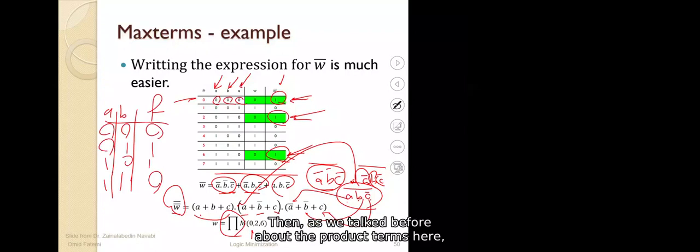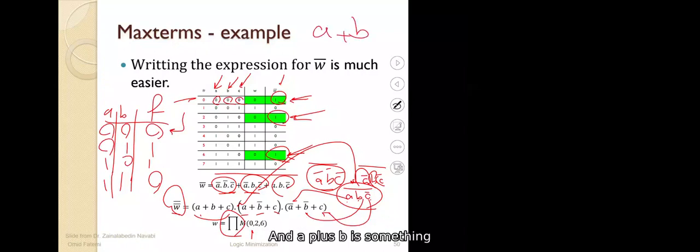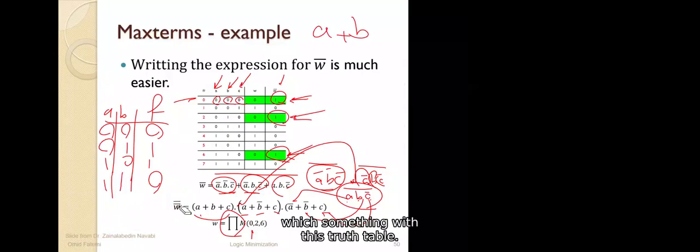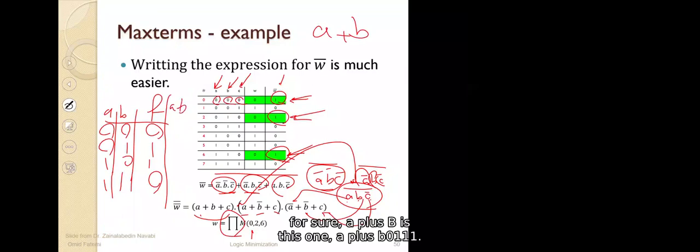As we talked before about the product terms, here we could talk about the sum terms. We can represent this 0 by A plus B, and A plus B is something with this truth table. Let me show you the truth table of A plus B, which you know for sure: 0, 1, 1, 1. And then this other 0 corresponds to A naught plus B naught. A naught plus B naught has 1, 1, 1, 0. Okay?